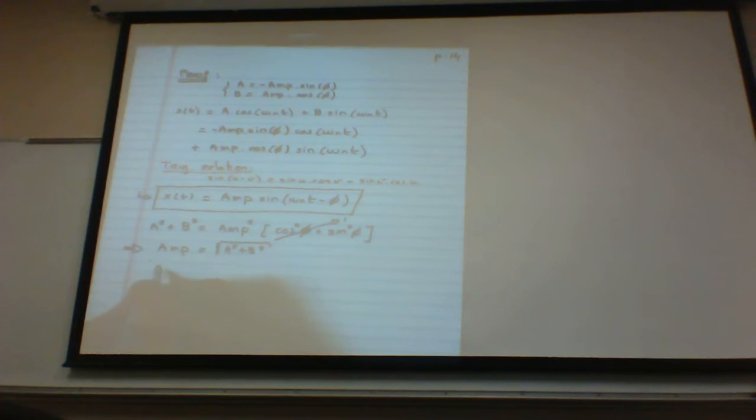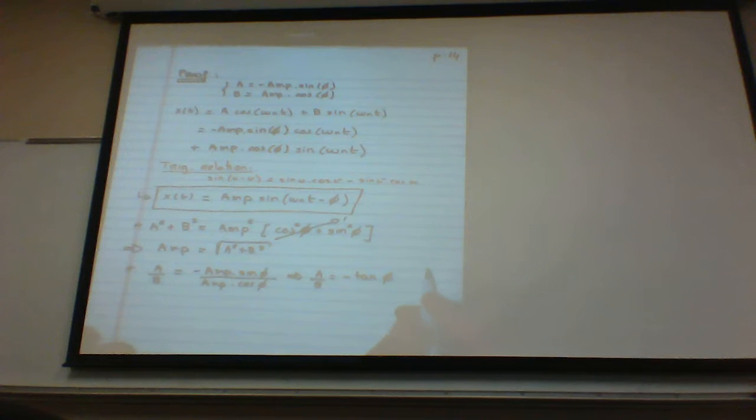Okay, and finally, a over b will be equal to what? Minus amplitude sine phi divided by amplitude cosine phi, which basically says what? What is the relation we wrote already before? So this will give you that a over b is equal to what? Minus tangent of phi.